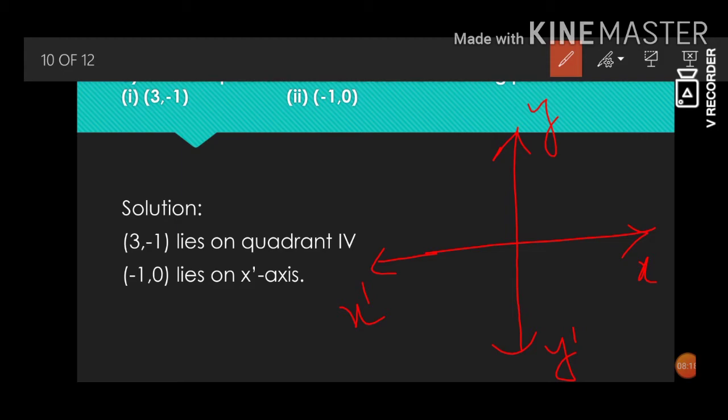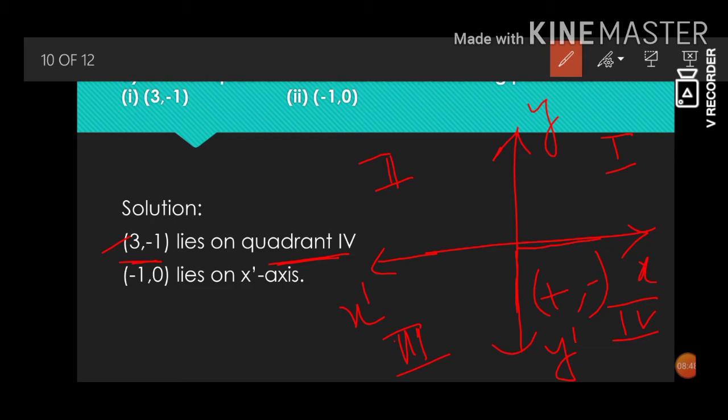So here you can see (3, minus 1). So 3 will be on the positive side of the x-axis. Minus 1 will be on the negative side of the y-axis. So this is quadrant 1, quadrant 2, quadrant 3 and quadrant 4. In quadrant 4, the sign should be plus, minus: plus for the x-axis, minus for the y-axis. So here we have plus, minus. So it lies in the fourth quadrant.